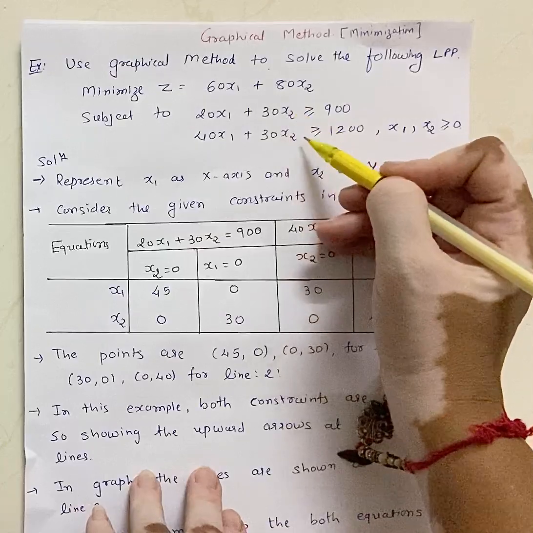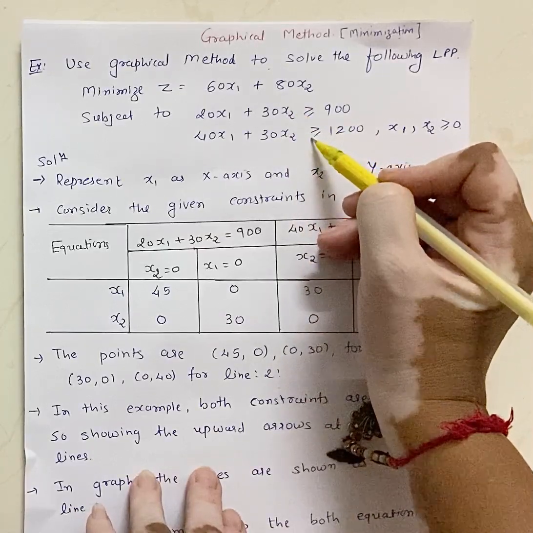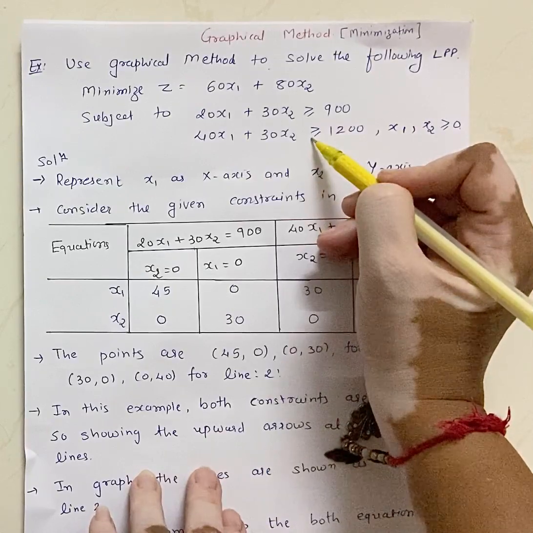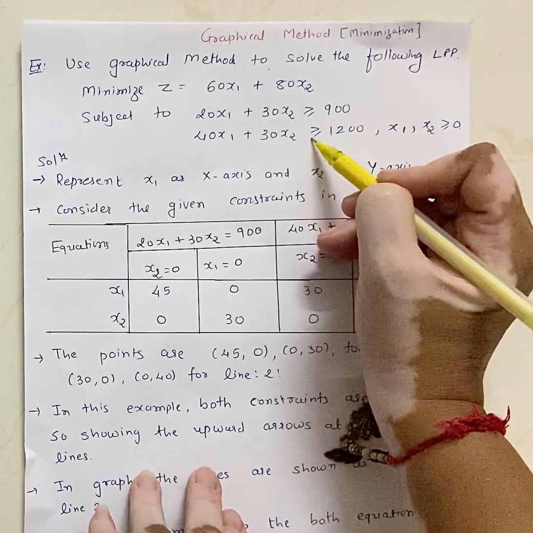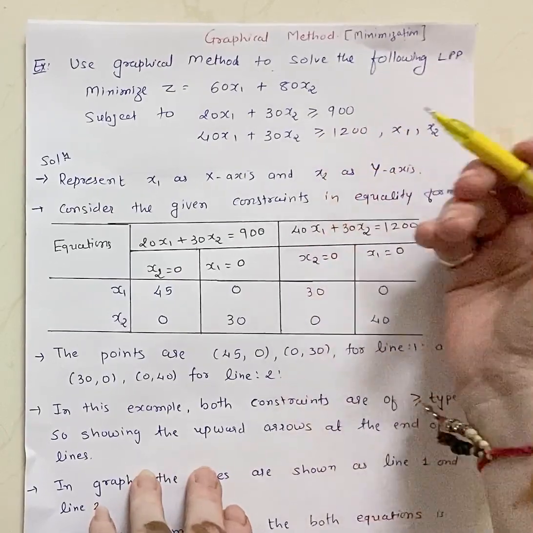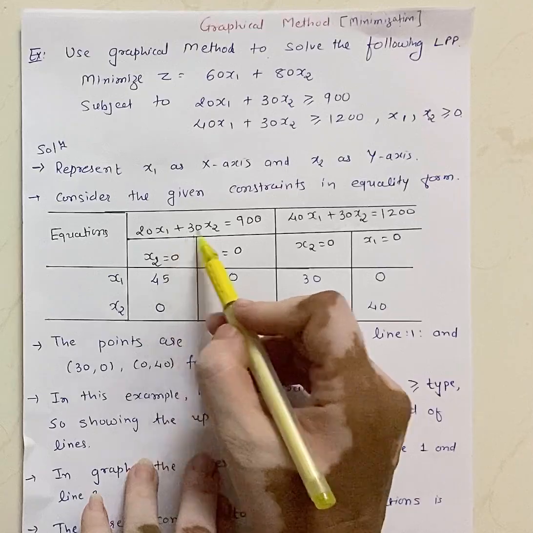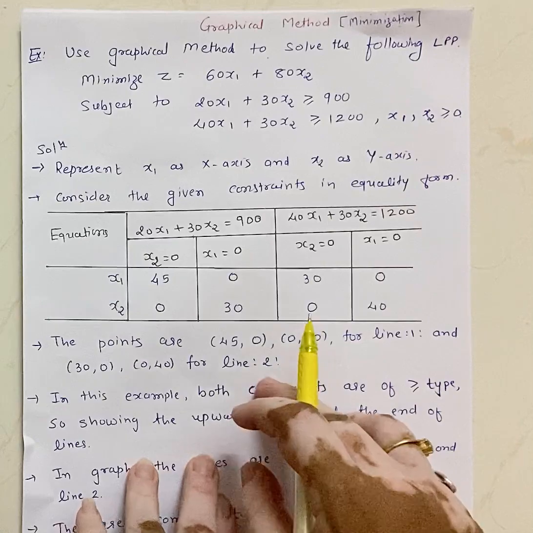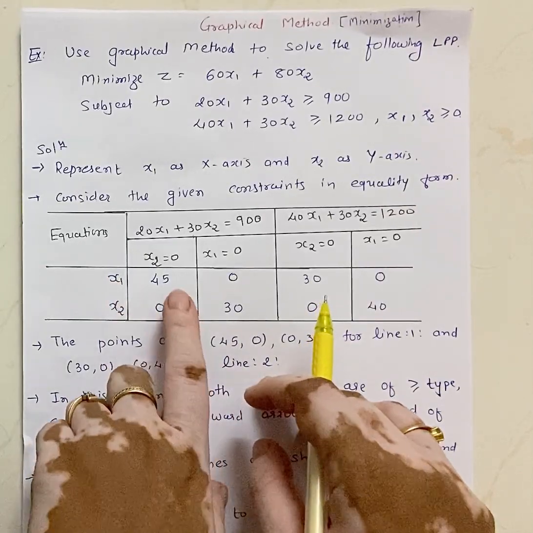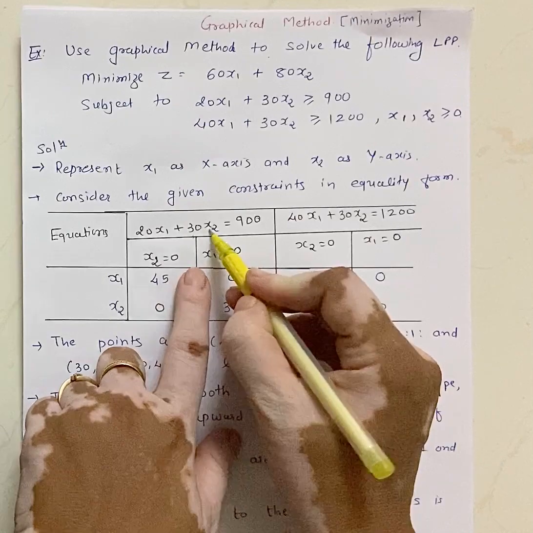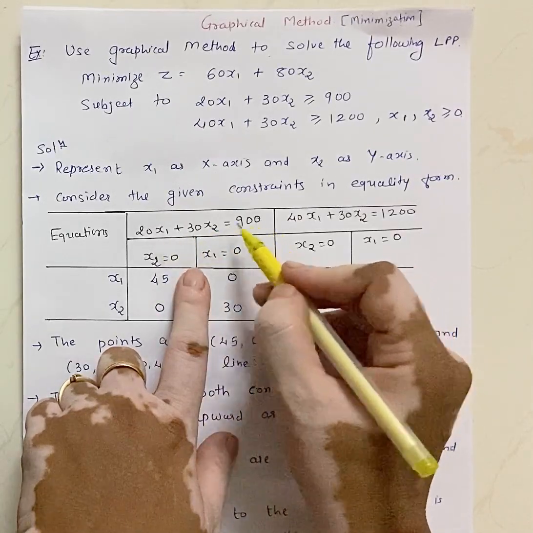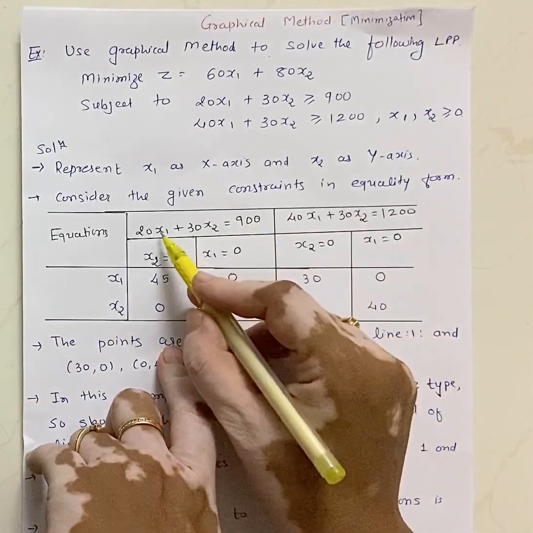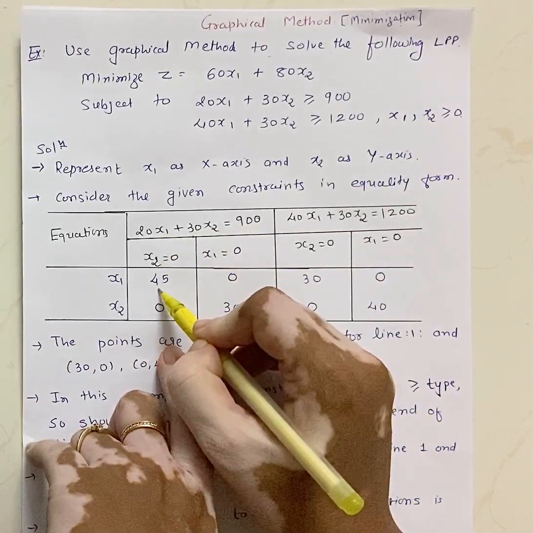There are two constraints of greater than or equal to type. So first of all, consider that the two constraints are of equal to type. Then you have to find the points. So there are two equations. Now put x2 equal to 0 in the first equation: 20x1 is equal to 900, so x1 is equal to 900 divided by 20, which is 45. So we get x1 equal to 45.